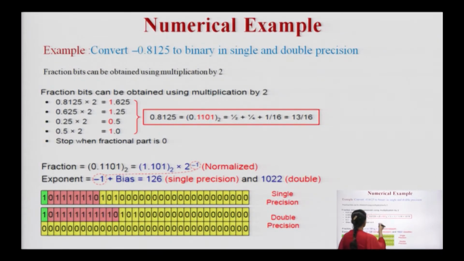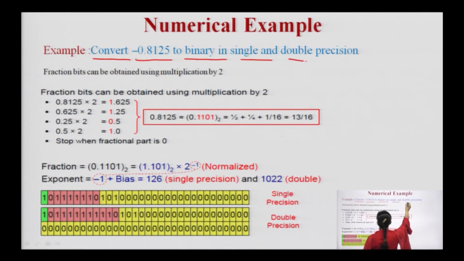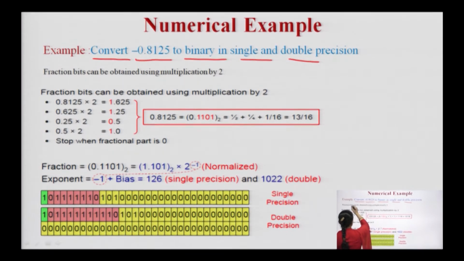Then let us consider one example. Convert minus 0.8125 to binary in single and double precision using IEEE 754. As this example consists of fraction bits, these fraction bits are converted to binary using multiplication by 2. We all know about this conversion, binary to decimal and decimal to binary. So, when there is a fractional part, we need to multiply it by 2.